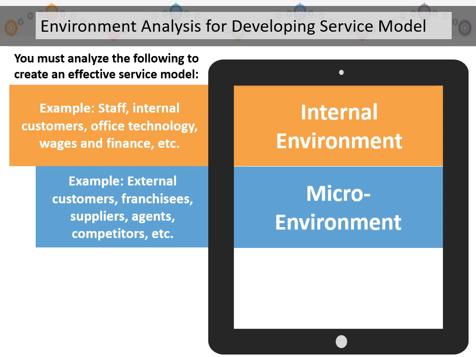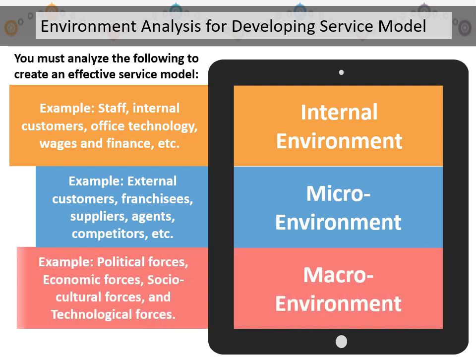Microenvironment. Example, external customers, franchisees, suppliers, agents, competitors, etc. Macroenvironment. Example, political forces, economic forces, socio-cultural forces, and technological forces.